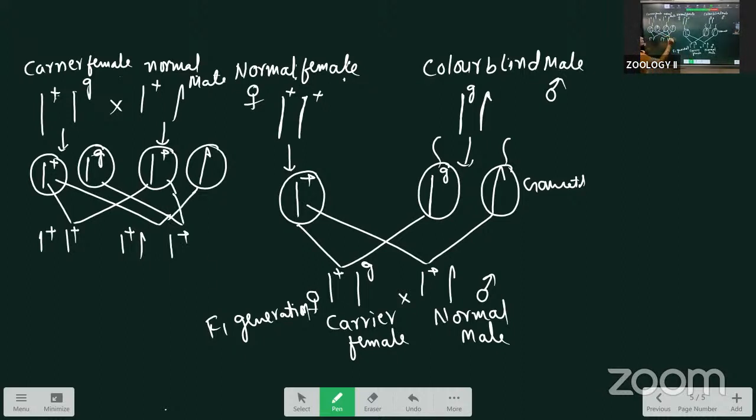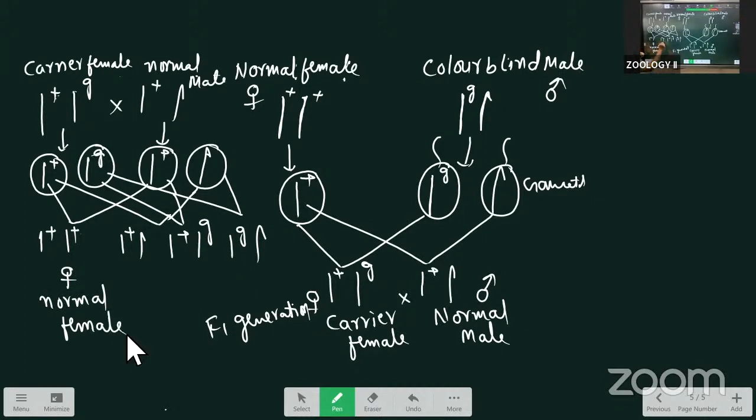X plus XG. Next here, XG Y. Here the X chromosomes are normal. That's why it is a normal female. This one is a normal female. This one is a male, normal male.